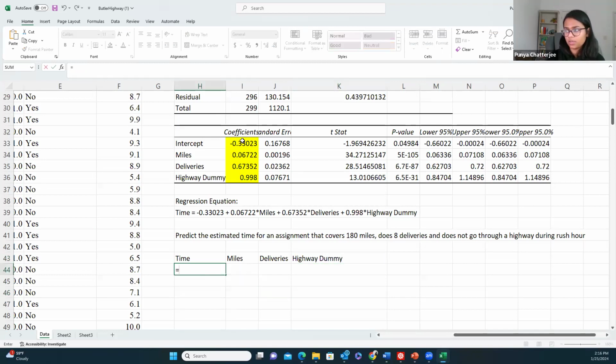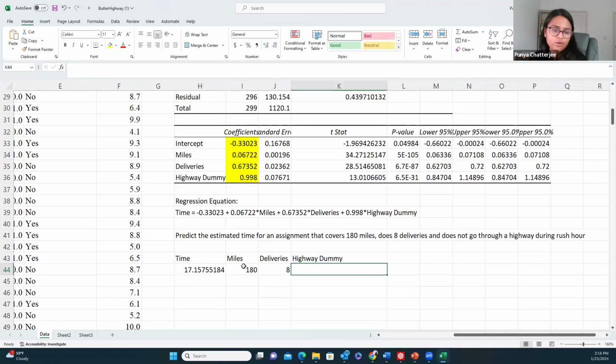So my equation is going to be intercept plus this multiplied by miles plus this multiplied by deliveries plus this multiplied by how many? Okay. So my miles are 180. Deliveries 8. And what should I put for highway dummy? 0. We should put 0, right?